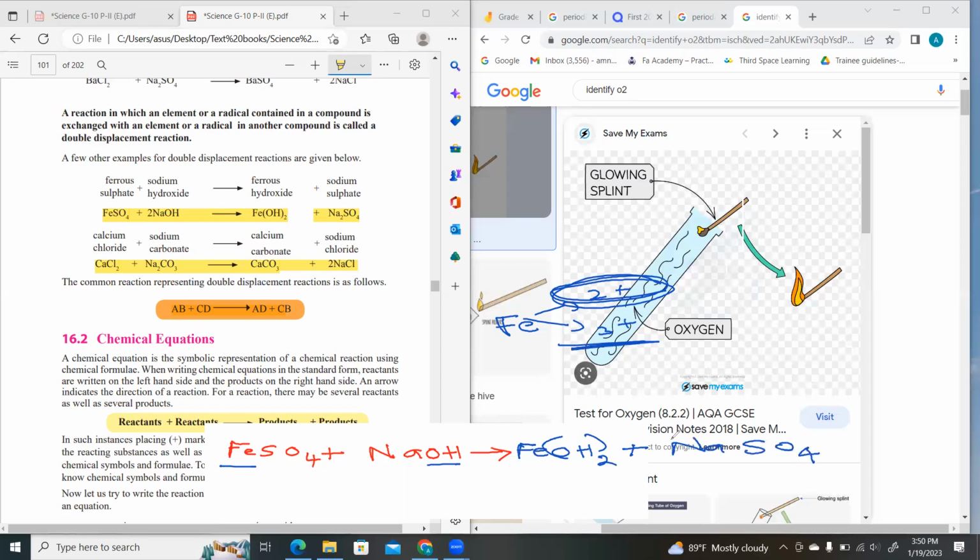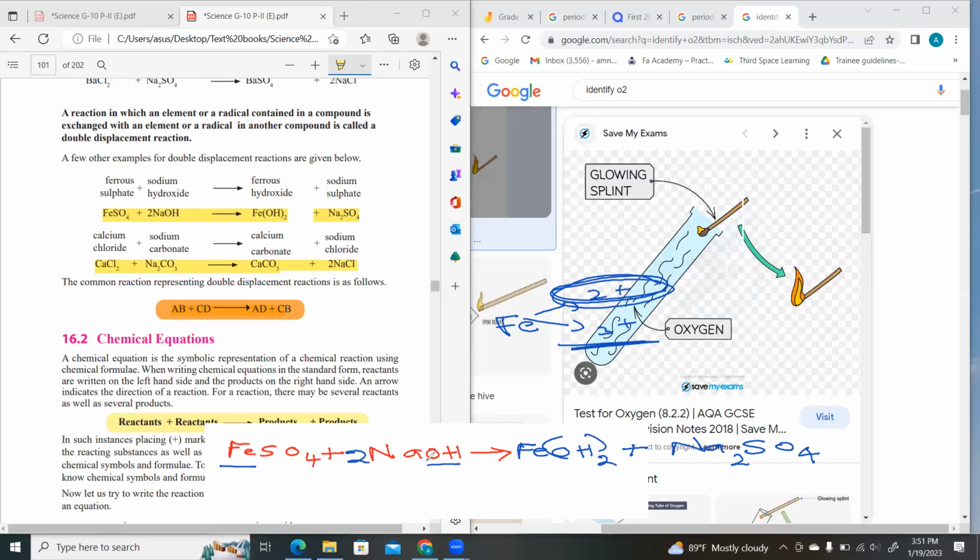You have to balance this now. Sodium is plus, so nothing to bring below sulfate. Sulfate is 2 minus, so we have to make sure to write that 2 here. After deciding the products, you have to check if the equation is balanced. Sodium 2, here it's only 1 yet.